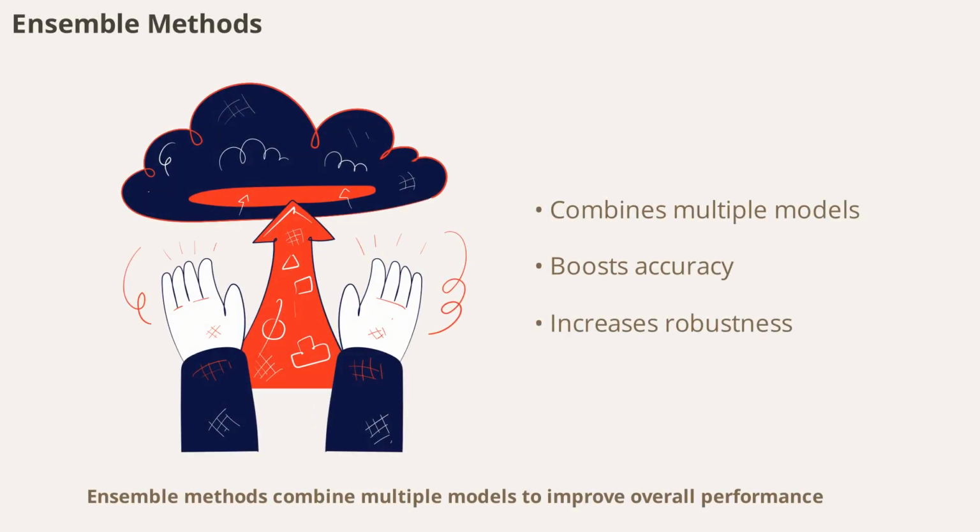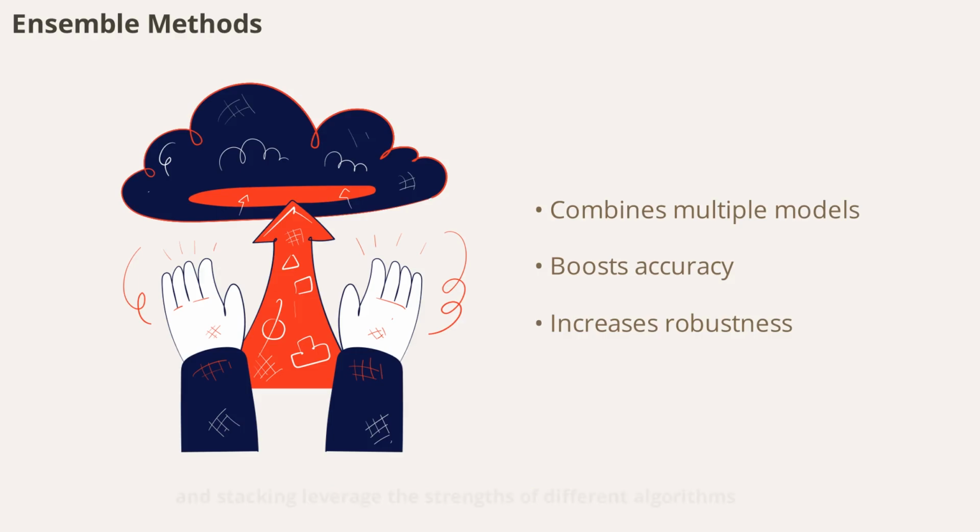Ensemble methods combine multiple models to improve overall performance. Techniques like bagging, boosting, and stacking leverage the strengths of different algorithms. By aggregating predictions, ensemble methods often achieve higher accuracy and robustness than individual models. They are widely used in competitions and real-world applications.